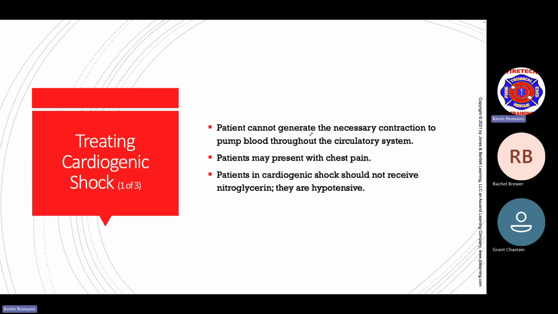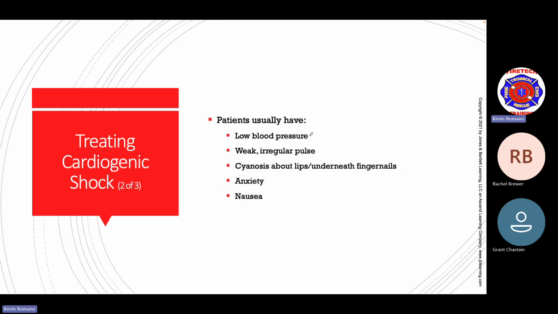If the patient's hypotensive or very borderline, and you give nitro and you vasodilate, you're going to bottom their pressures out. Patients that are in cardiogenic shock also have very low preload, therefore you're going to bottom them out very quickly. Signs and symptoms would be nausea, anxiety, cyanosis around the lips, underneath the fingernails, weak, irregular pulses, and then low blood pressure.